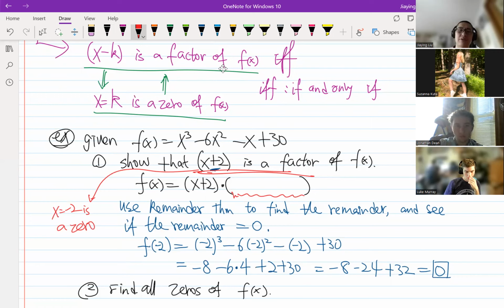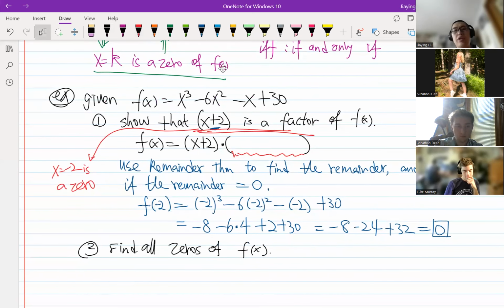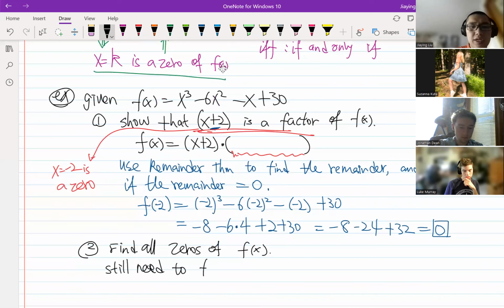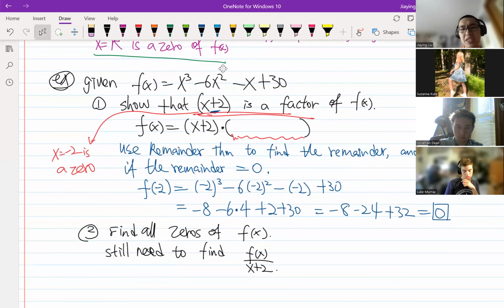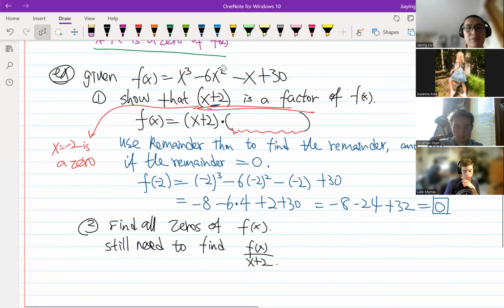So that means that we have to take f of x divided by x plus 2 to figure out whatever is remaining after we divide by x plus 2. We need to find the quotient. So here we cannot avoid using either synthetic division or long division. So we still need to find f of x divided by x plus 2. I'm going to use synthetic division because it's less writing.